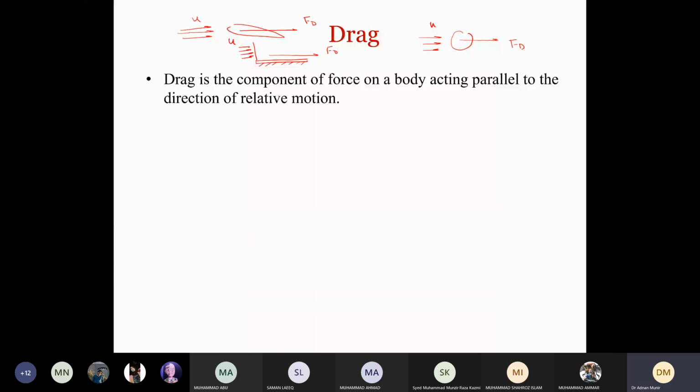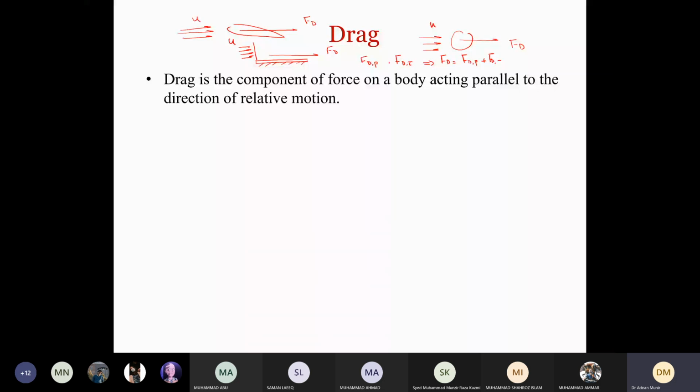Now, this drag force, as we discussed in case of an aerofoil, can be because of the pressure force. The drag because of the pressure force is called F_D,p, and the drag because of the shear force is called F_D,tau. So the total drag force F_D will be equal to F_D because of pressure plus F_D because of tau.